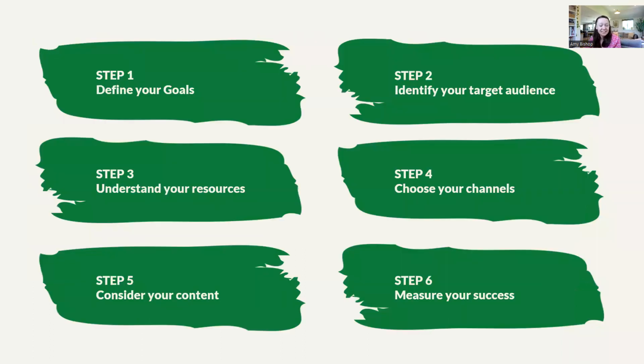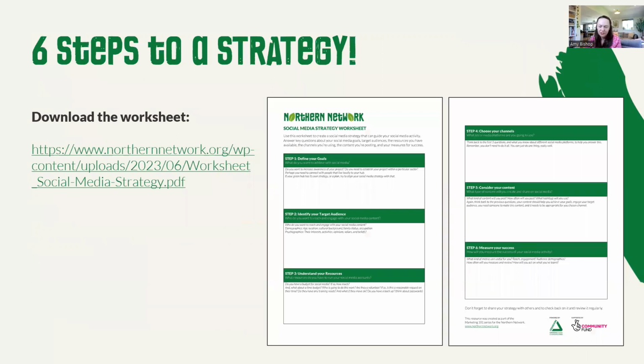So that's it. There's 6 steps then to a strategy. If you work through those, then you're ready to go. So you define your goals, identify your target audience, understand your resources, choose the right channels, and consider your content, and then measure your success.